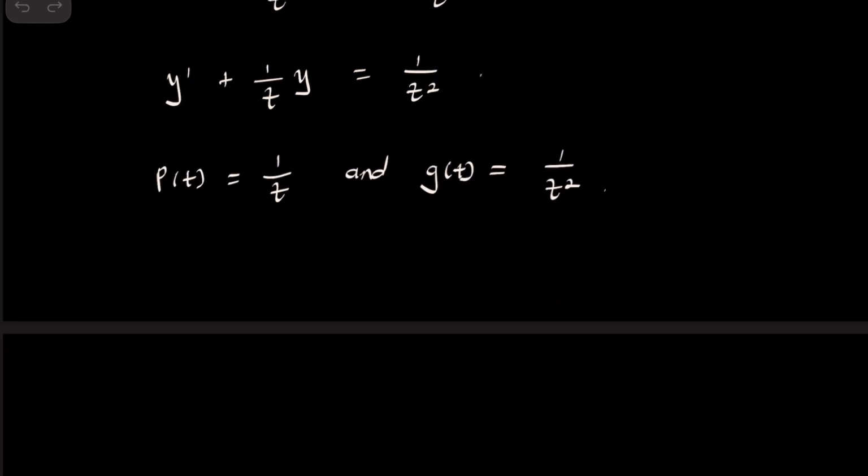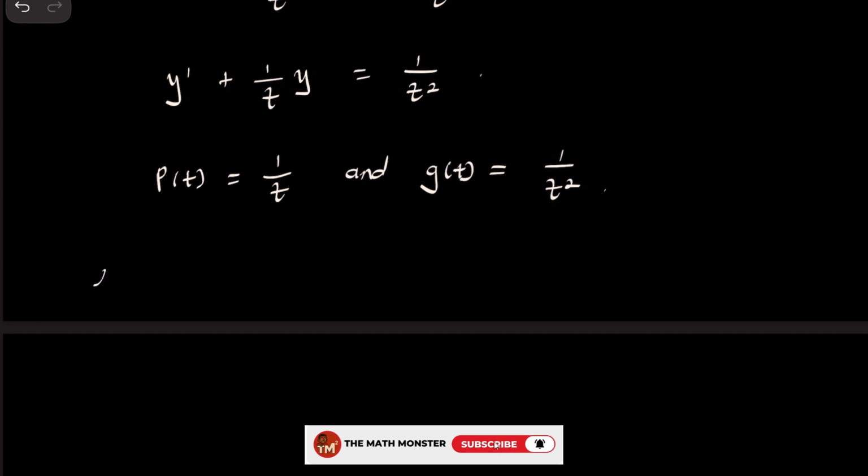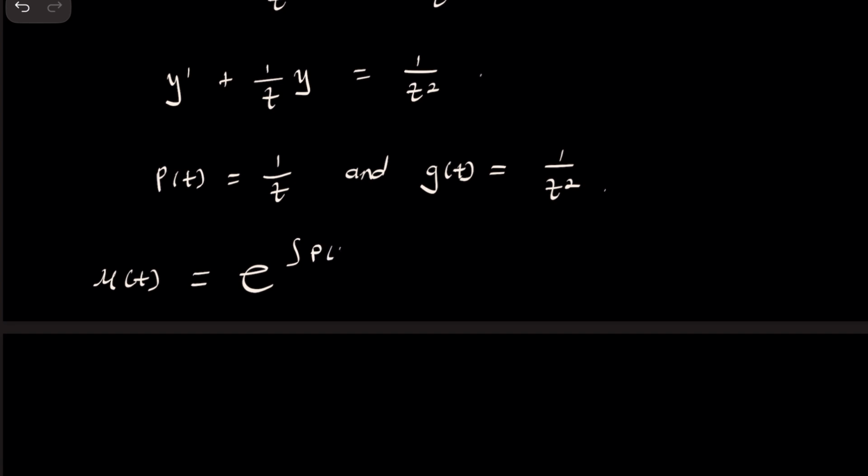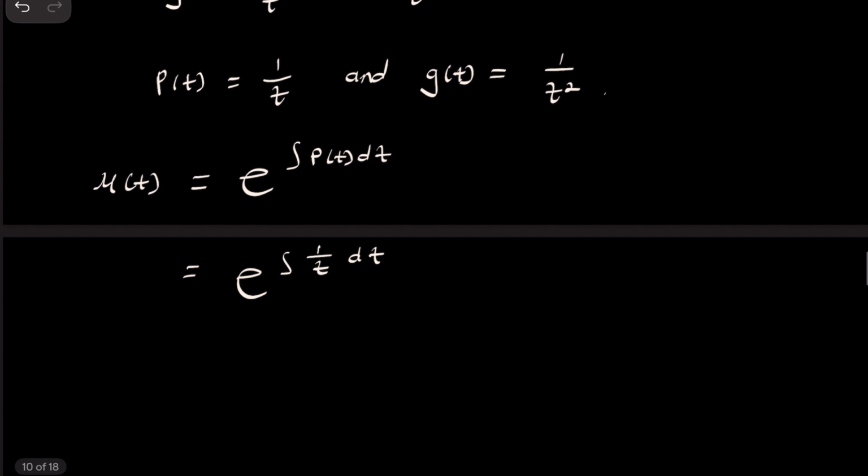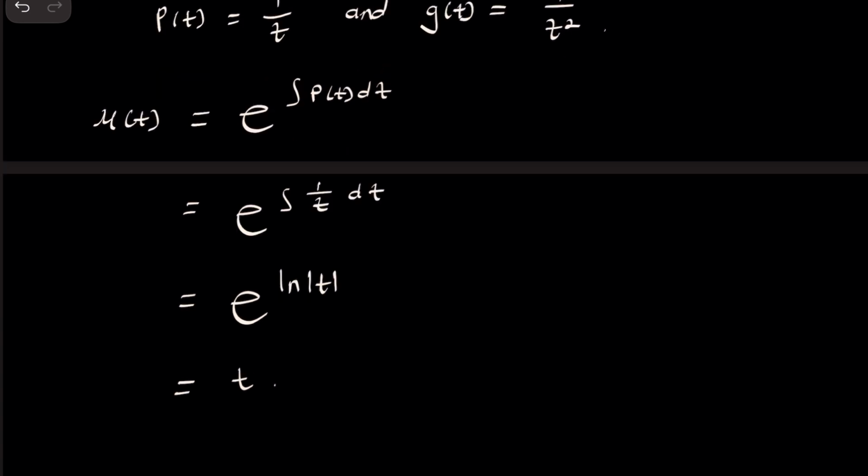Our next step is to compute the integrating factor mu of t. So we are going to have mu of t equal to e to the integral of p of t dt, and so we are going to have e to the integral of 1 on t dt. Now what's the integral of 1 on t? That's ln of t, right? So we are going to have e to the ln of the absolute value of t, and so our integrating factor is equal to t. We got t because e and the natural log function are inverse functions, and so these two will cancel out, so we are going to have t.